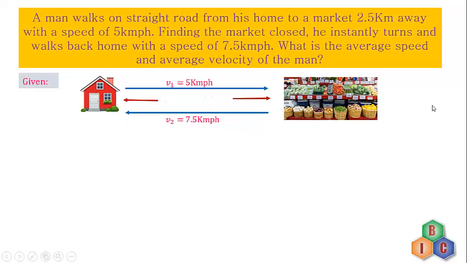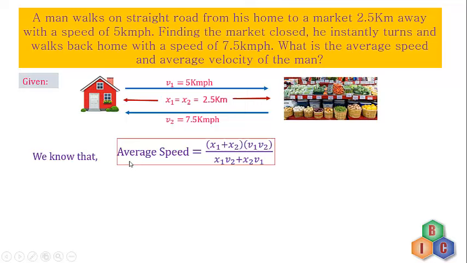Now we know the formula to find the average speed. What is the formula for average speed? Average speed is (x1 plus x2) into v1 v2, divided by x1 v2 plus x2 v1. I am sure you are already familiar with this formula by this time. I repeat once again, average speed is (x1 plus x2) into v1 v2, divided by x1 v2 plus x2 v1. Now we just have to insert these values into this formula.